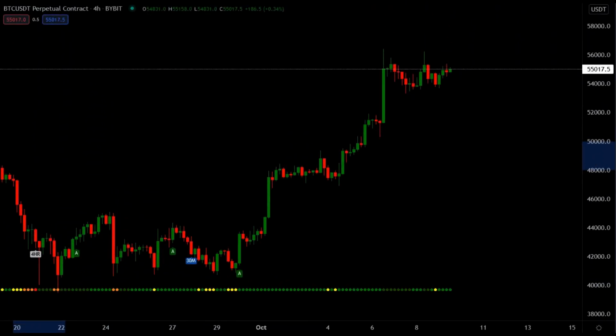Now I've turned on our ad alerts, and just think to yourself, if you had followed these indicators and built a position during consolidation, you'd be making quite a lot of money right now.